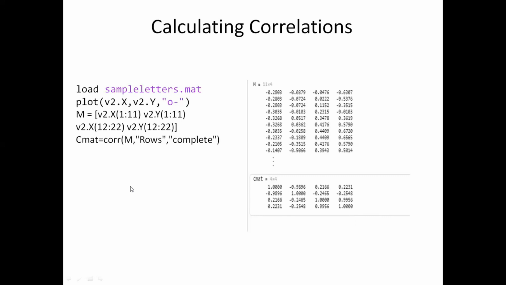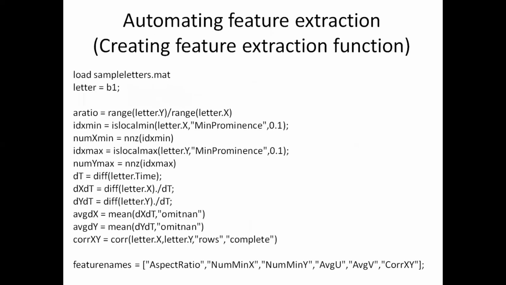Like this, we can compute the correlation between different parts of the data by splitting it. That will give us some information which can be useful for further classification of data. So this is about calculating correlations. Next, we will move on to how to extract features automatically, that is, how to automate this feature extraction.